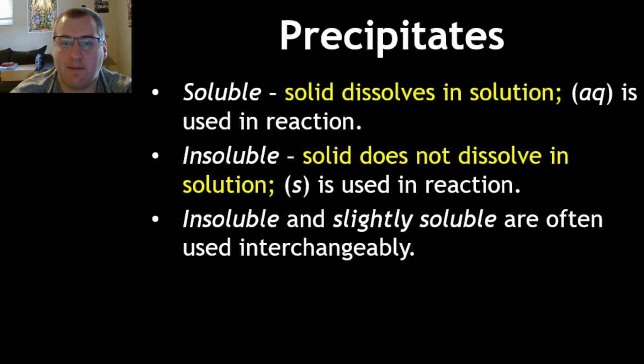Okay, a couple different types of precipitates. The word soluble means a solid that completely dissolves in a solution. It's given the state of matter symbol AQ for aqueous. And if I have an insoluble thing, it's a solid that does not dissolve in a solution, and you give it an S for solid. So a precipitate that's made in a reaction will be a solid. Insoluble and only slightly soluble are often used interchangeably. So if something like sugar is only partially dissolved in water, we just call it a solid.